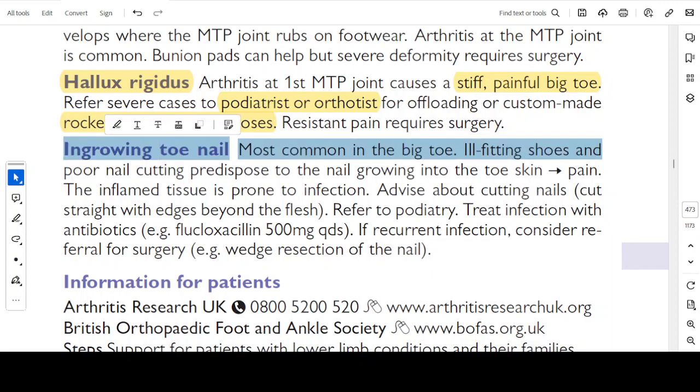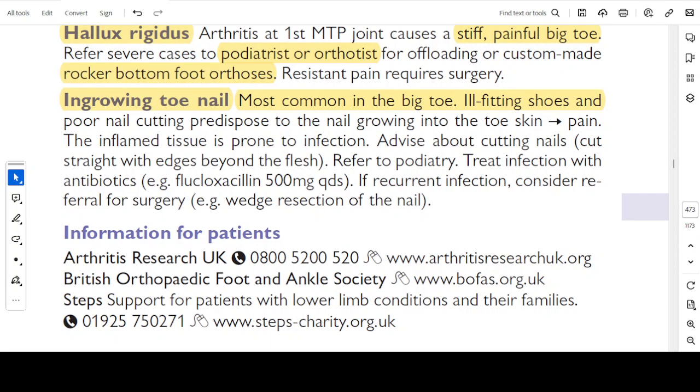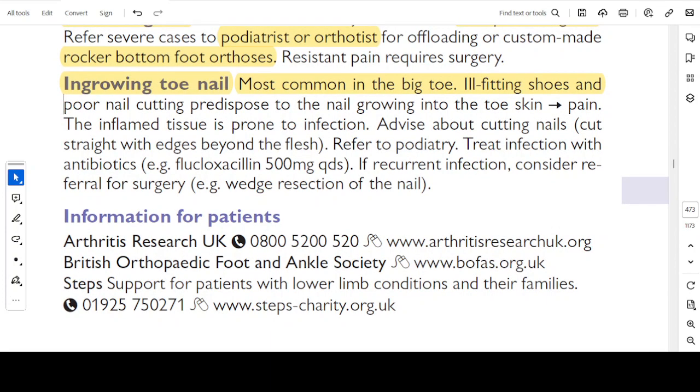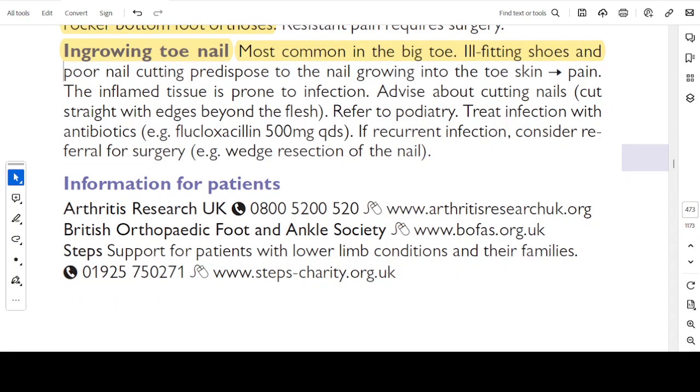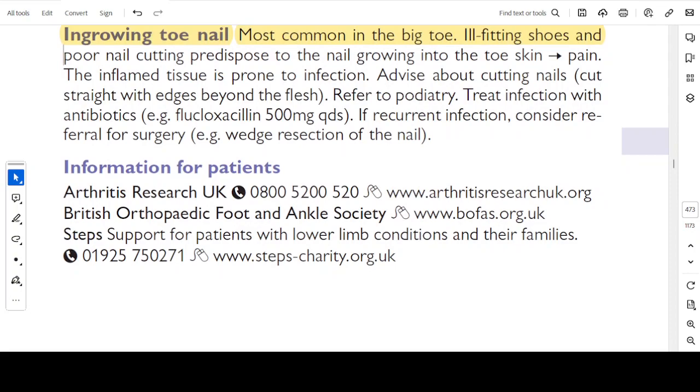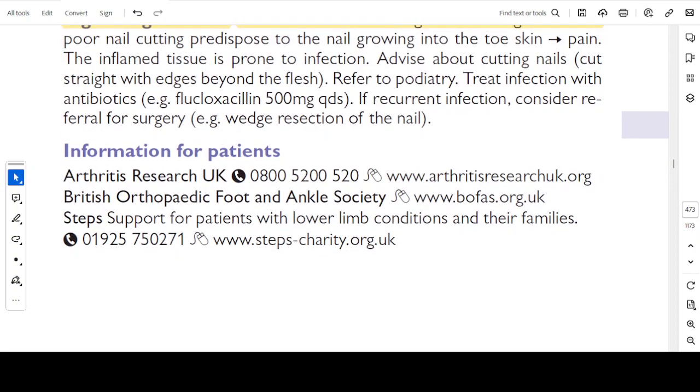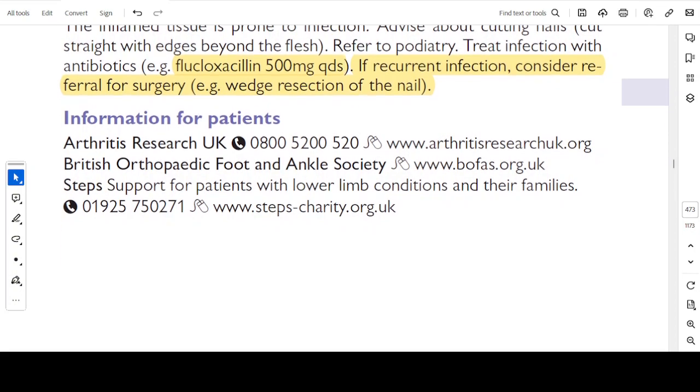Ingrowing toenail. Most common in the big toe. Ill-fitting shoes and poor nail cutting predispose the nail to grow into the skin, causing pain. The inflamed tissue is prone to infection. Advice about cutting the nails: cut straight with the edges beyond the flesh. Refer to podiatry. Treat infection with antibiotics, for example flucloxacillin 500 mg QDS. If recurrent infection, consider referral for surgery, for example wedge resection of the nail. The antibiotic you give for an ingrowing toenail infection is flucloxacillin.